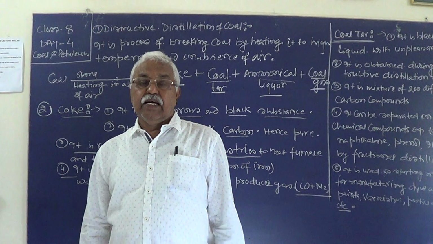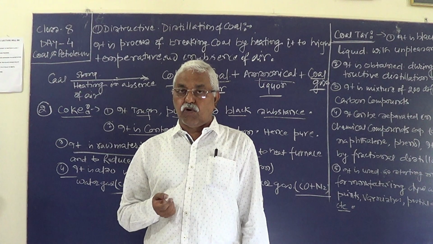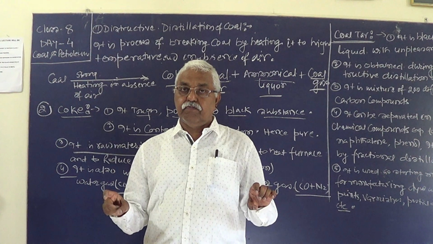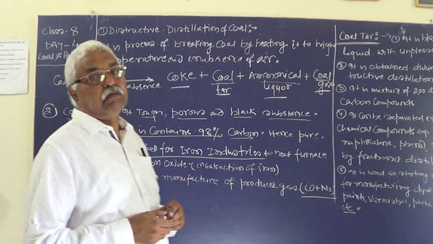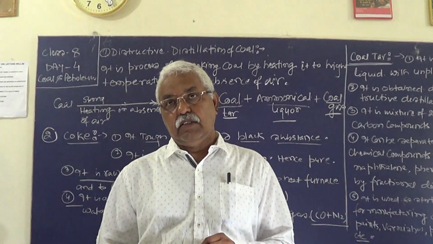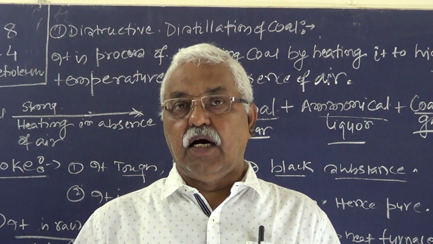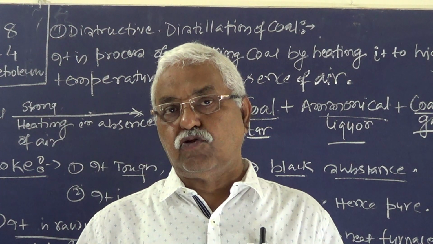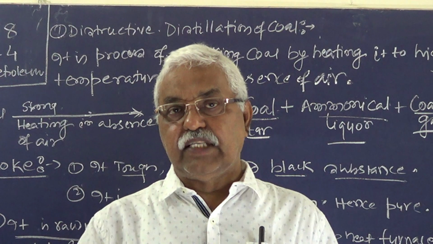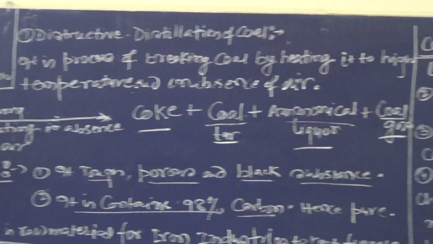Come to the point. You have seen a small video showing how coal products are obtained. In destructive distillation, the coal is taken into a test tube, and when you heat it in the absence of air, gases come out. Apart from that, other volatile materials also come out in the form of smoke. These smokes are allowed to pass through water. The coal tar settles at the bottom. I will tell you first what coal tar is.